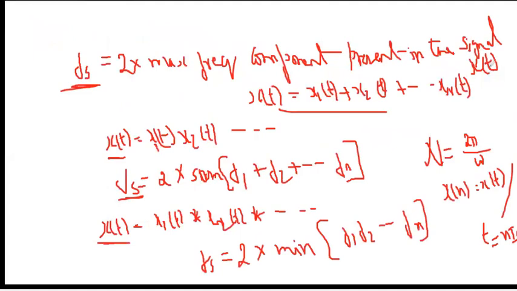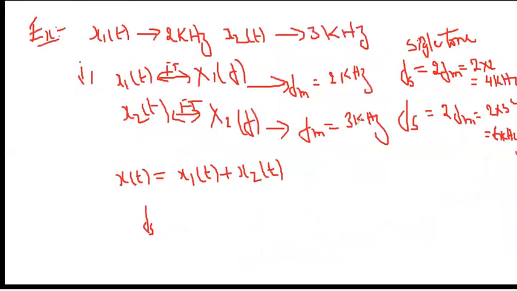when x of t is x1 of t plus x2 of t, with x1 having 2 kilohertz and x2 having 3 kilohertz. That is a combination of the two functions. Now you can see here, fs is for the combination of x1 and x2.